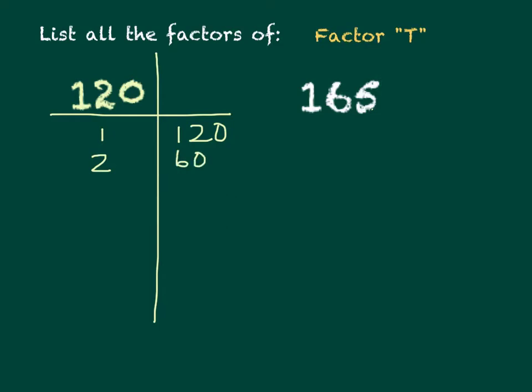Next, I'm going to move it to the number 3. If I find the sum of the digits, I notice that I have 1 plus 2 plus 0, which is 3. 3 is divisible by 3, so 3 definitely goes in there. Must go in 40 times.